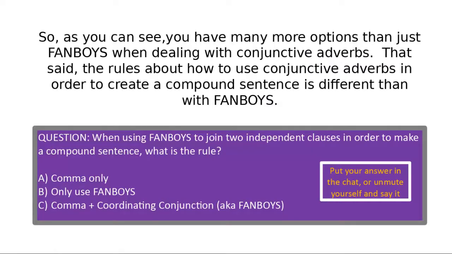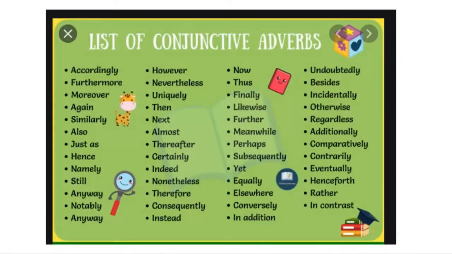So let's stop here real quick and do a quick checkpoint. You can see that with the conjunctive adverb, using that along with a semicolon and a comma to combine two independent clauses, you have a lot more choice as far as the words that are available to you to create your sentence.